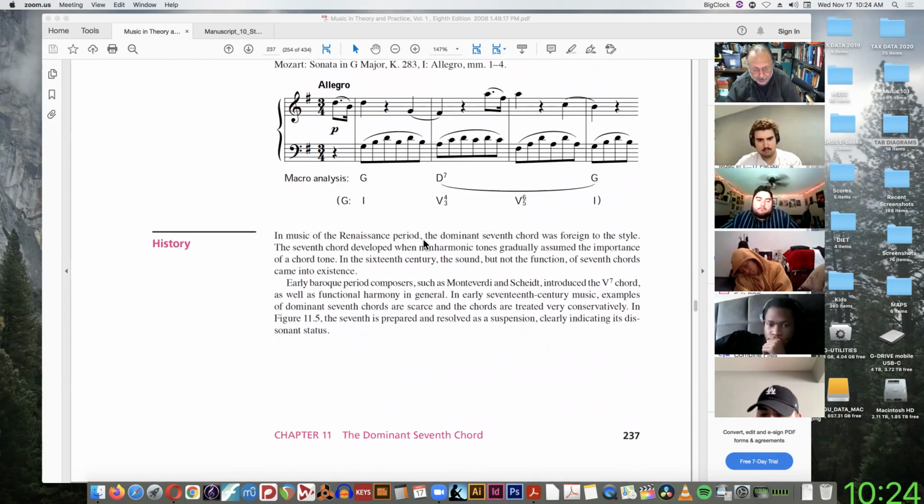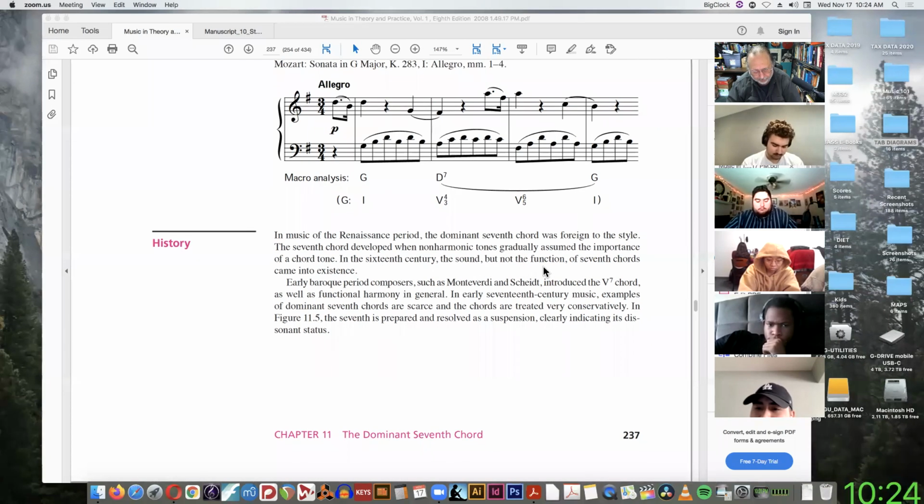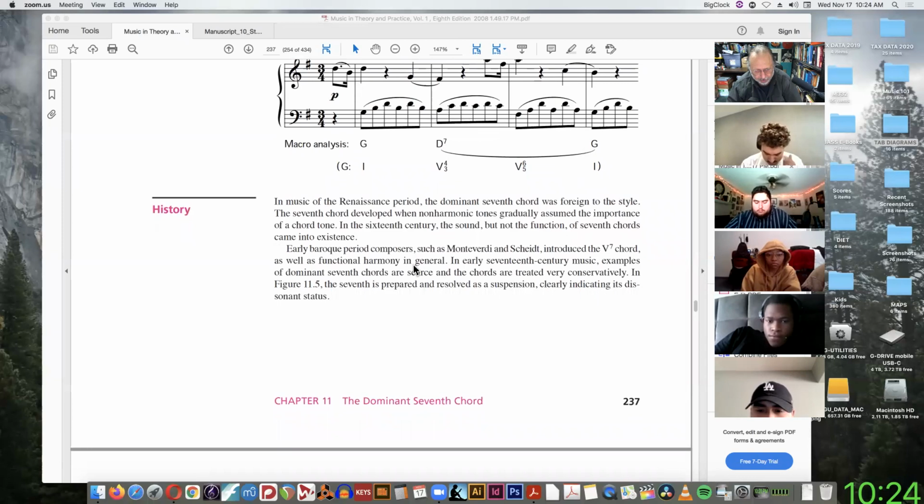Okay, in the music of the Renaissance period, the dominant seventh chord was foreign to the style. They were not willing to even accept it as part of the music. The seventh chord developed when non-harmonic tones gradually assumed the importance of a chord tone. In the 16th century, the sound, but not the function, of seventh chords came. They started using the seventh in the 16th century. Well, that would be the 1500s. I want to argue and say no, the first triads were used in the 1600s, so that would be the 17th century.